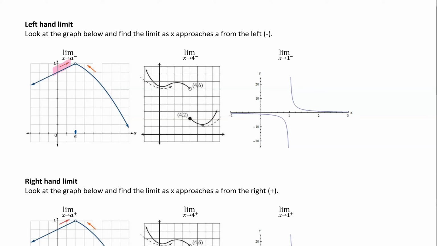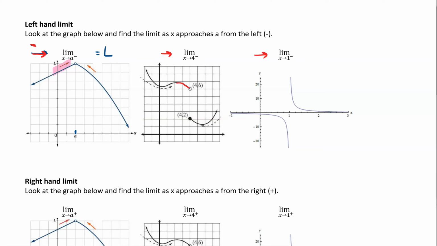On this one, our limit would equal L, because that's what we're approaching. On the next one, same thing. We're going to approach 4, but only from the left. So when it says negative, that's the direction you come from. Negative, come from that direction. So we're going this way on each of these.